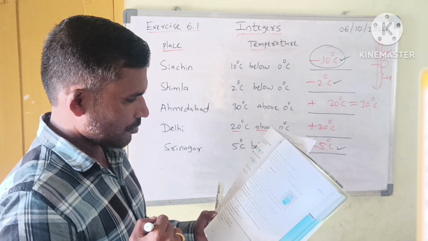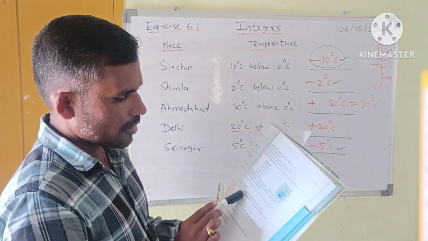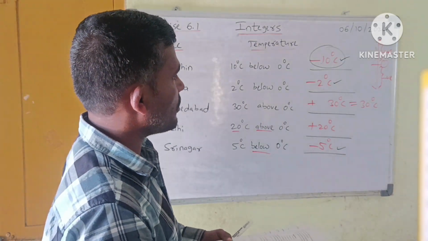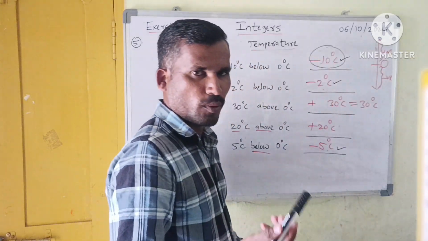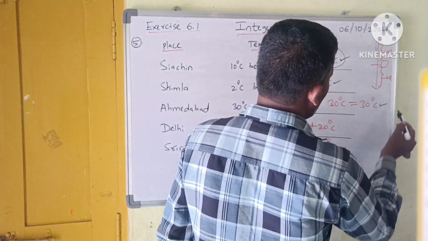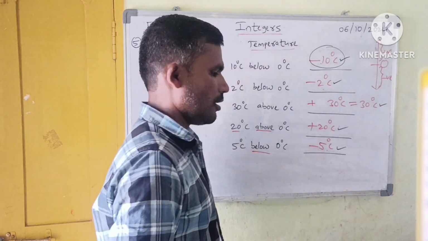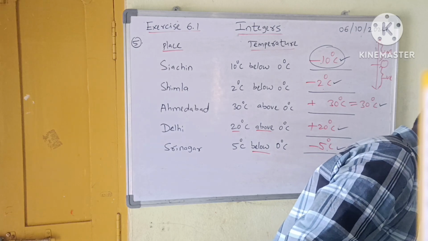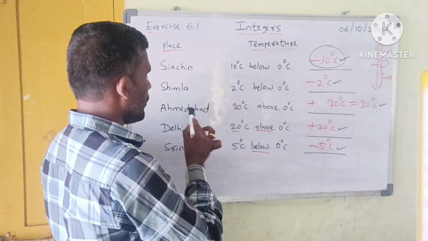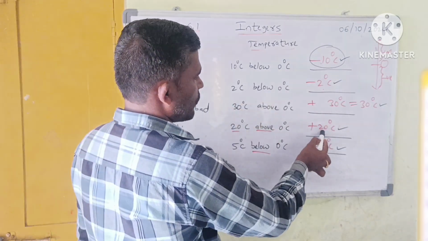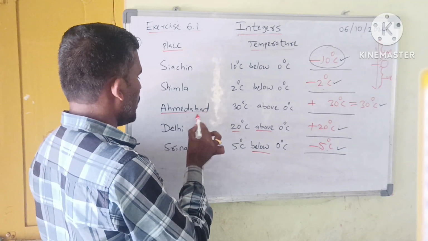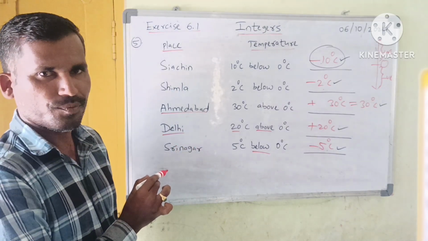Next D. Write the names of the places where temperatures are above 10 degrees. Above 10 degrees means 11 degrees, 12, 13 and so on. In this, above 10 degrees are 30 degrees centigrade and 20 degrees centigrade. And what is asked here is the names of the places only. Corresponding to 30 degrees is Ahmedabad, and for 20 degrees is Delhi. Only these places have above 10 degrees centigrade.